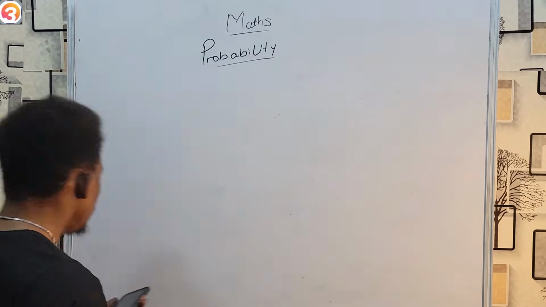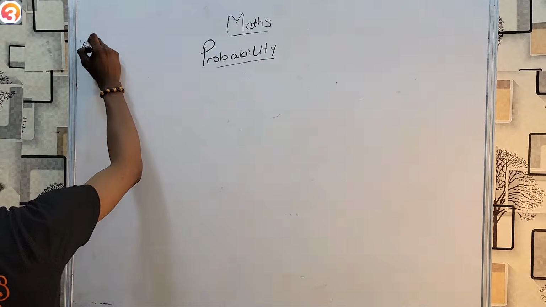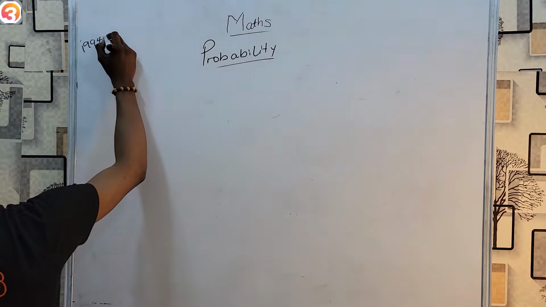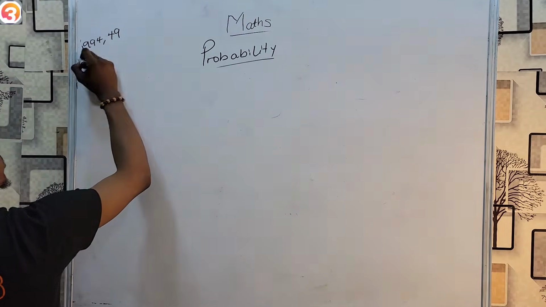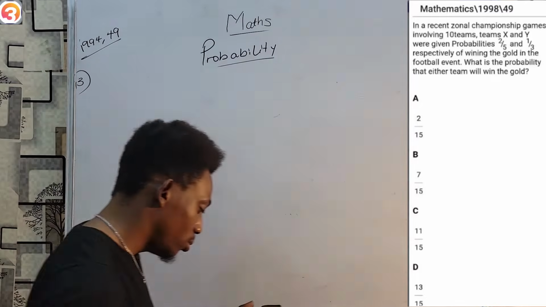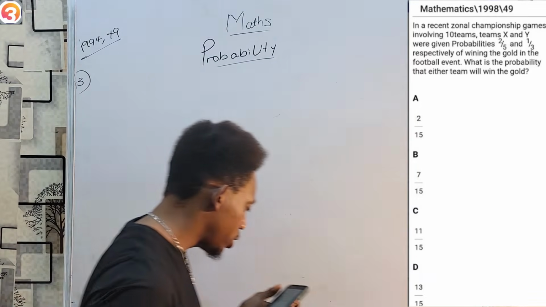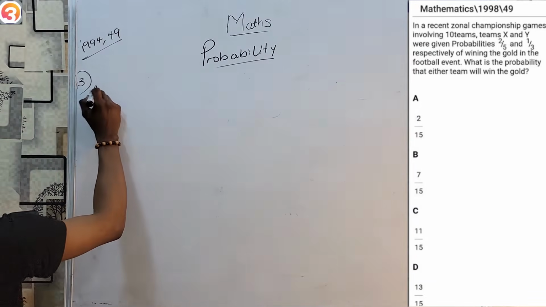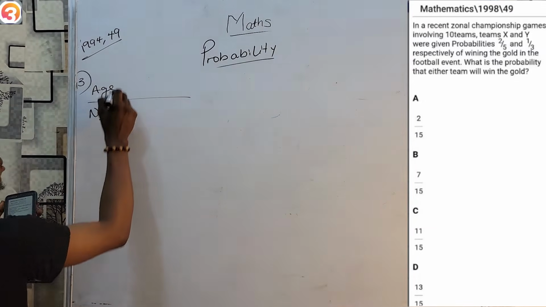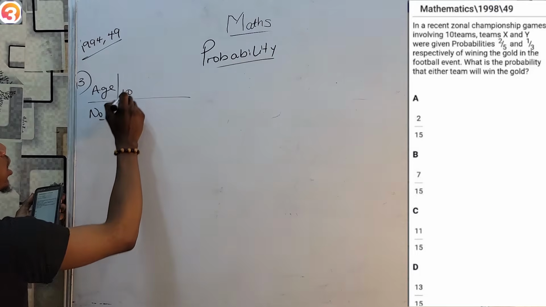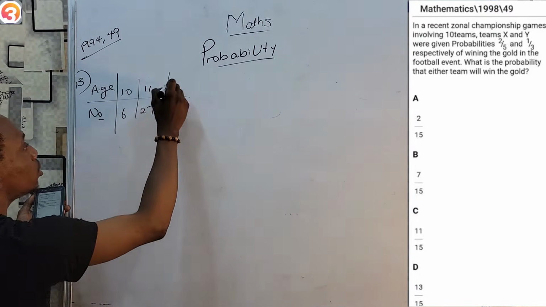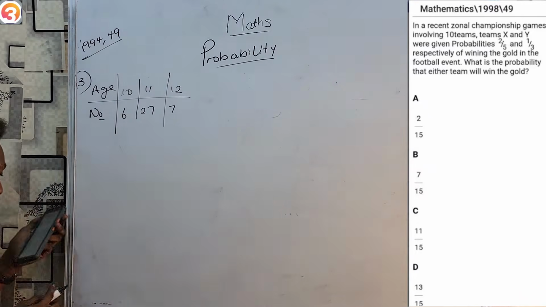Okay, the next one, 1994, which is the same year as the previous question, but now we are going all the way to question 49. And this one has a table. And okay, let's just draw the table for fun. On the table, there is age, and then there is number. When the age is 10, the number is 6. 11, the number is 27. 12, the number is 7.